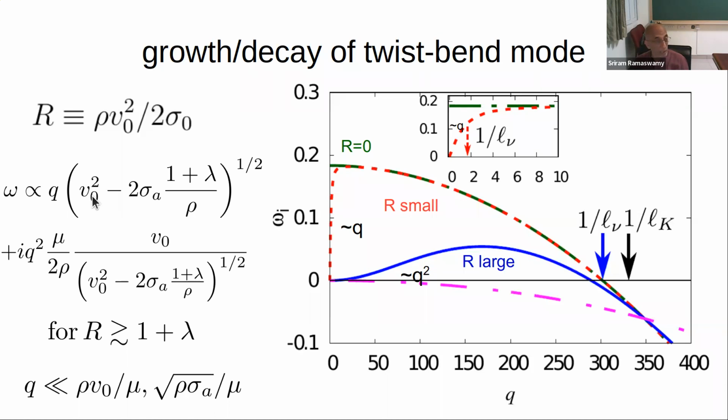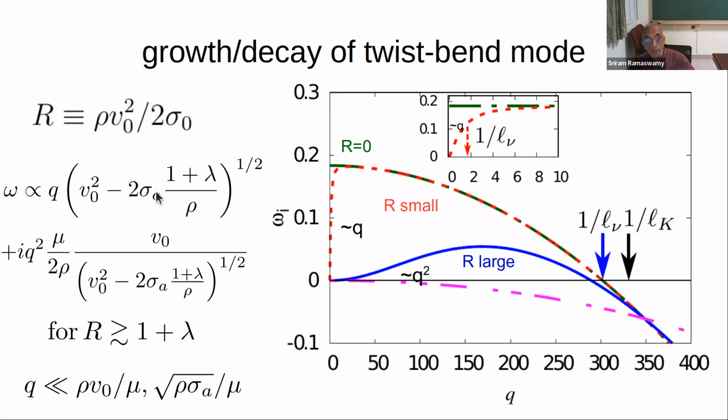If V0 gets big enough, it competes. This combination, V0 squared minus sigma over rho, shows that this piece has the invasion speed squared, this piece has the swim speed squared, and in principle, if the swim speed is fast enough, you can outswim the instability.